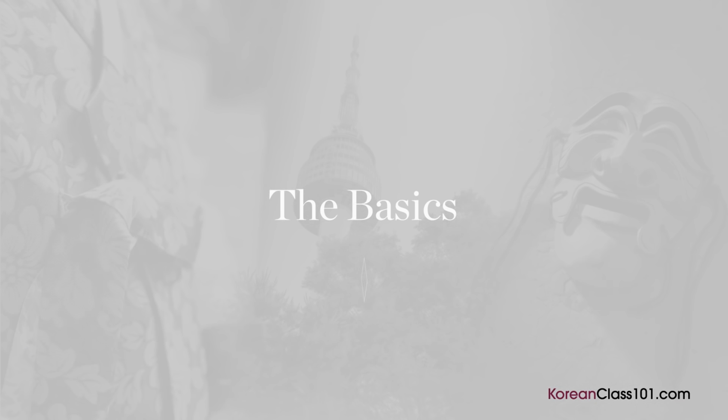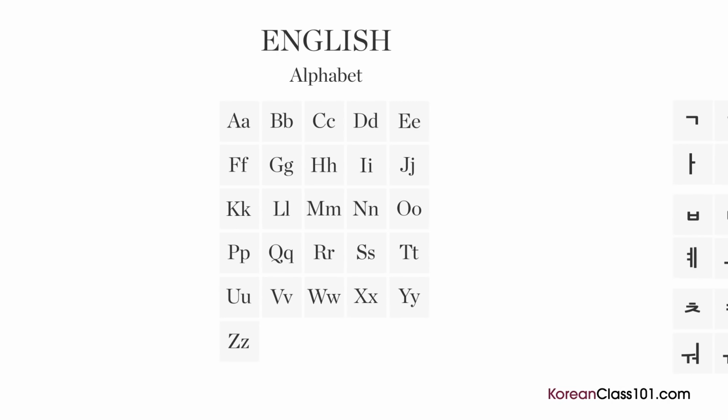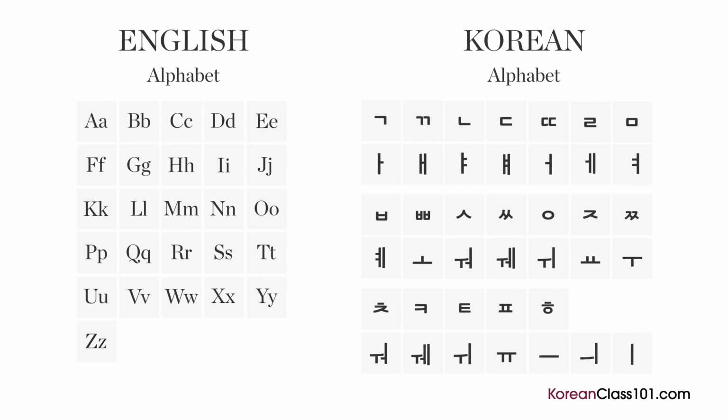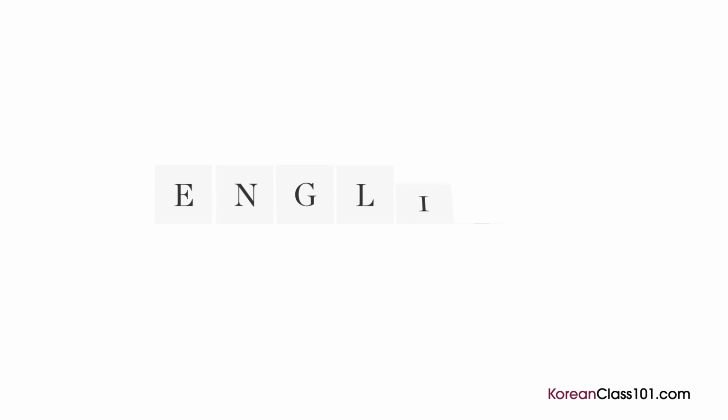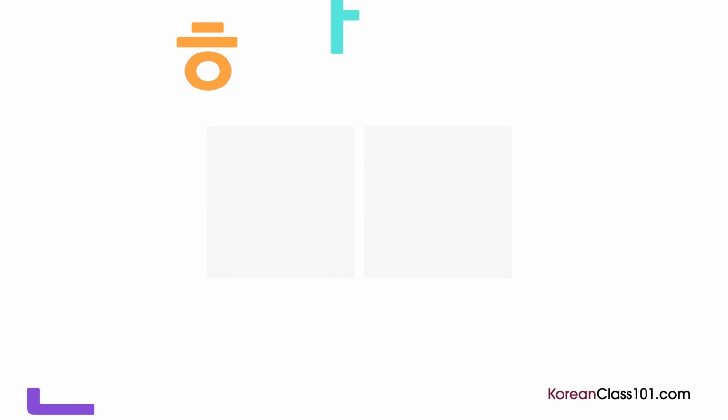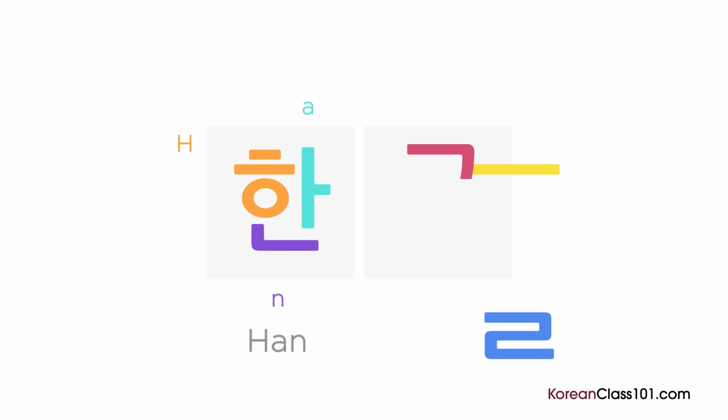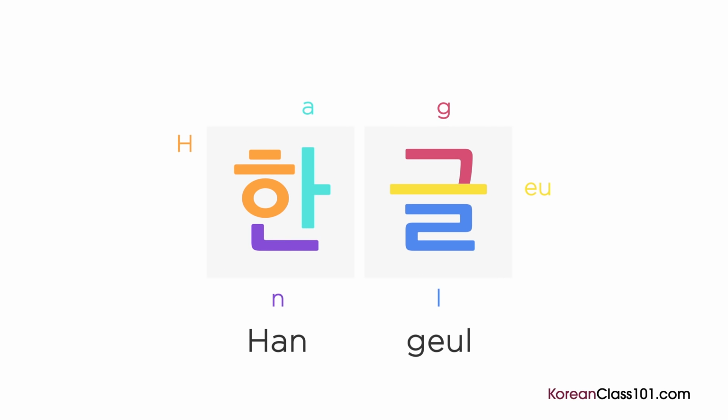Hi everyone, I'm Jae-hee. In this lesson, you'll learn the basics of Korean writing. Similar to English, Korean also uses an alphabet. However, there is a big difference in the way Korean is written. Unlike the English alphabet, where each letter stands alone, Korean consonants and vowels are combined and grouped together into blocks. Each block represents one syllable.